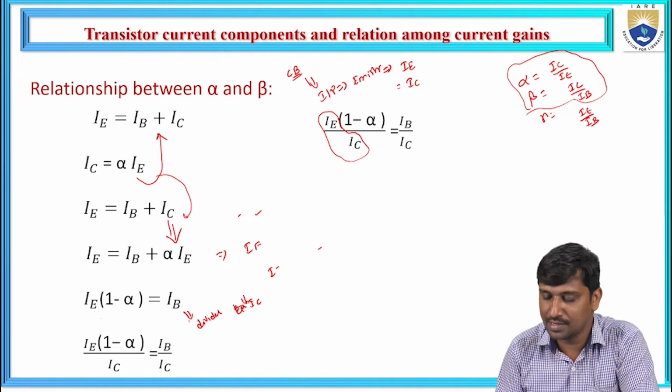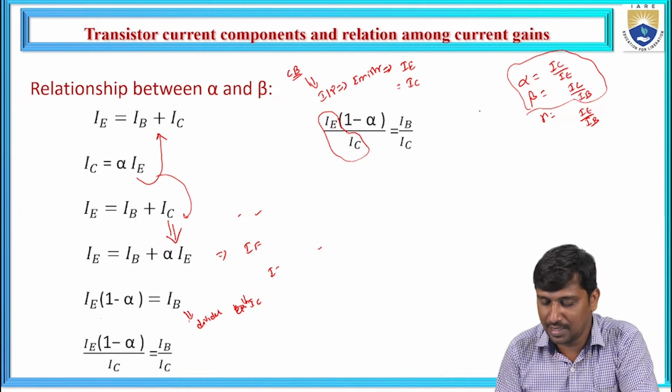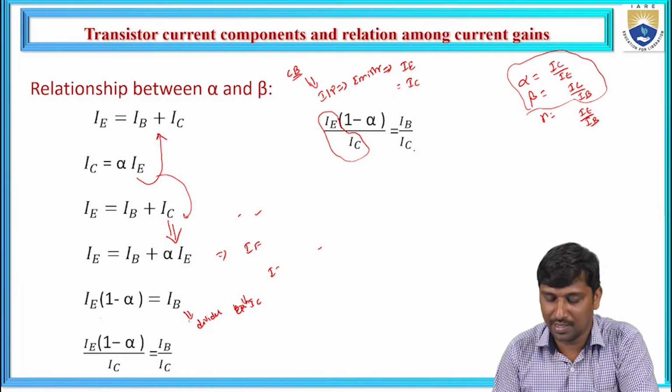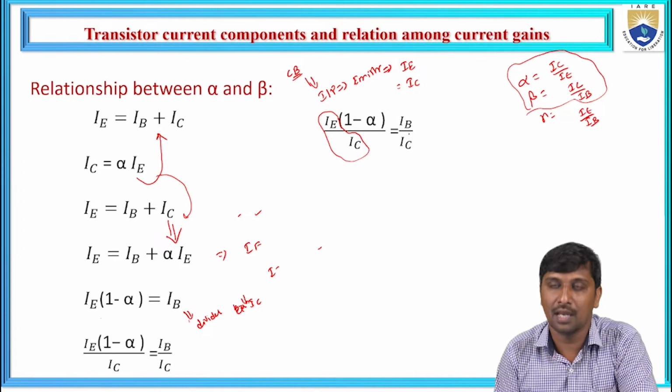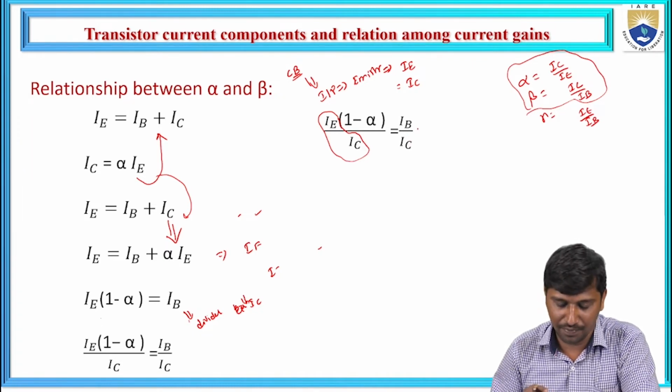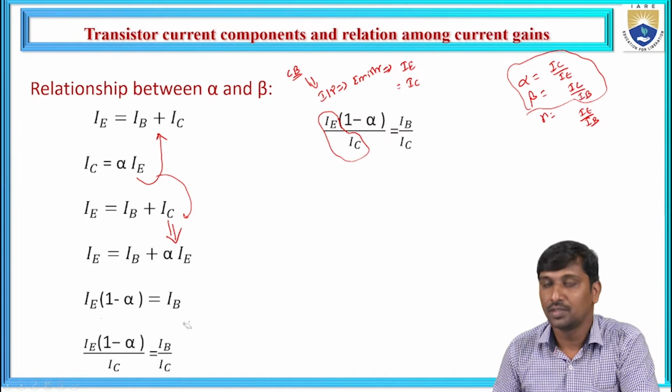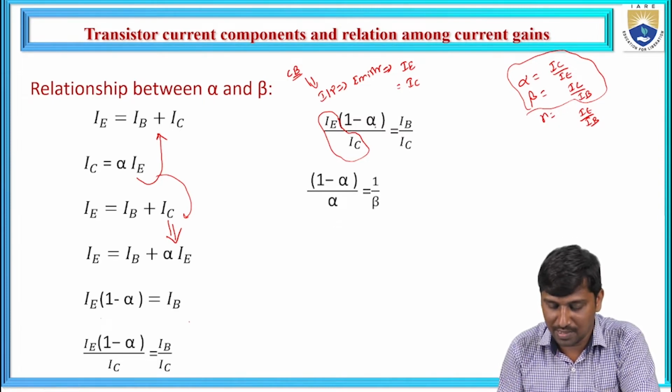So this factor IE by IC, I can write as 1 by alpha, since alpha is IC by IE. Similarly, beta is IC by IB, but we have IB by IC, hence I write IB by IC as 1 by beta. So then, this is (1 minus alpha) times this factor, which I replace with 1 by alpha, and this is equal to this parameter, which I write as 1 by beta.